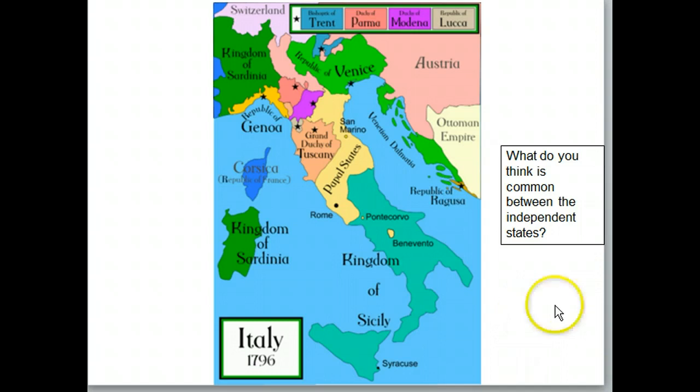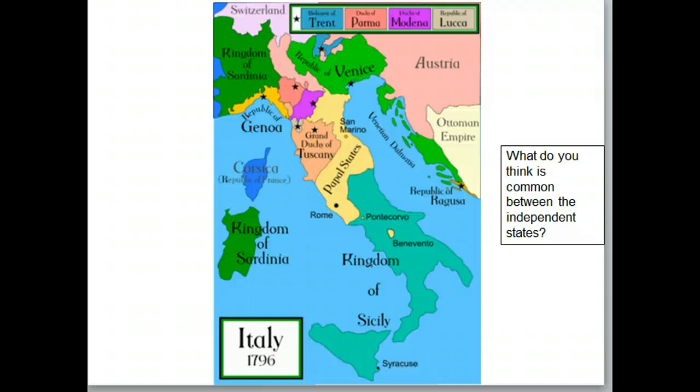So what do you think is common between these independent states? Well, it's going to be the parts of nationalism. They're all going to speak the same language, they're all going to practice the same religion, they're going to have a common culture, and that's going to make it much easier to unify because you're not having to deal with different languages or different cultures that you have to bring together into one nation. So in Italy, everyone on this peninsula speaks Italian. That's going to be very helpful to help them unify.